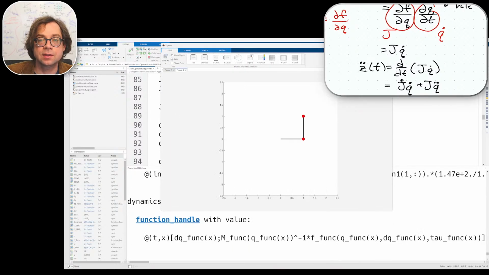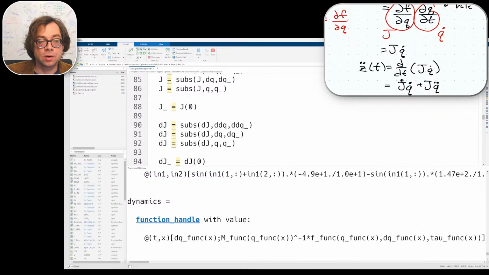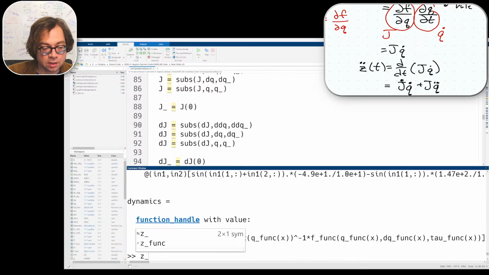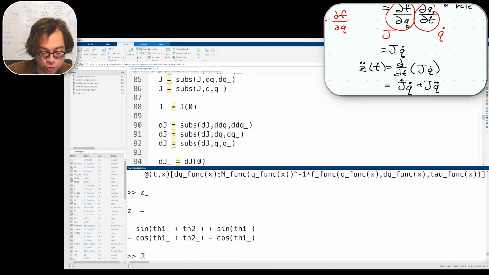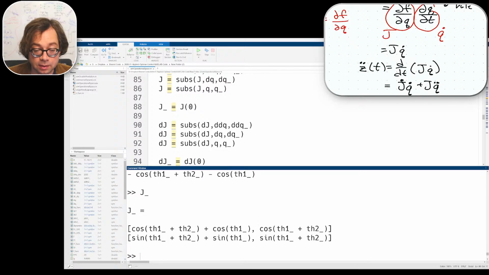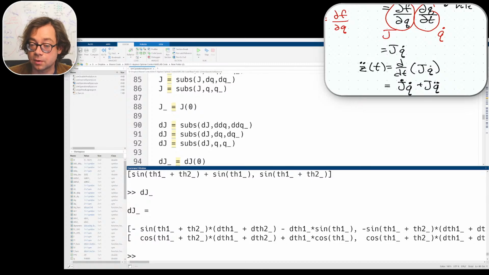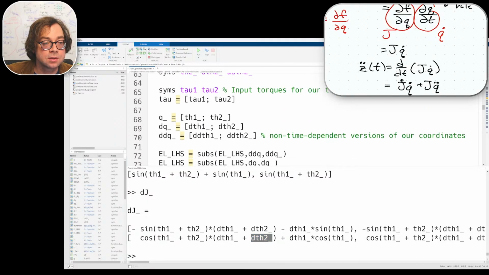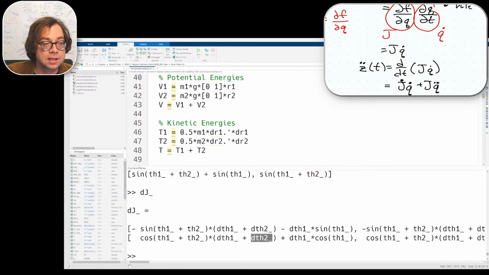Make sure you can see everything. Once this is all done running, we can check: did all these things come out as non-time dependent versions of themselves, where you can just substitute in the Qs? If we look at Z underscore, beautiful. Let's look at J underscore, the non-time dependent version of that task space Jacobian. Indeed, looks good. What about DJ underscore? Looks good. Look at all those time independent versions. Look, there's D theta 1 underscore, D theta 2 underscore, etc. Looks all good. So just to write this all out in the code, where do we write these things?